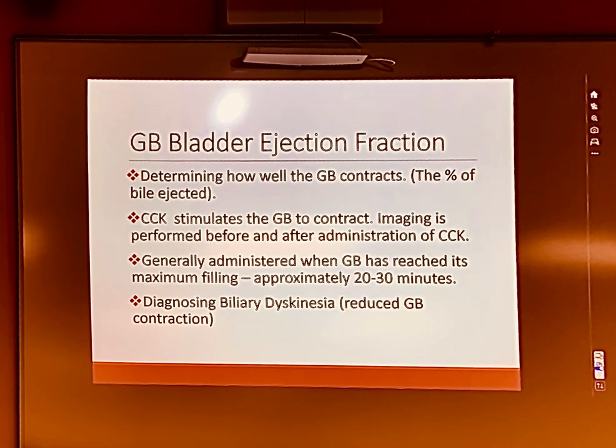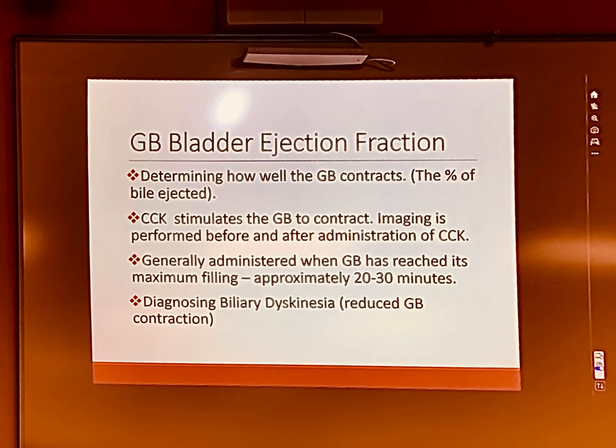So, when you have a patient who still has symptoms, who has normal labs, and has a normal HIDA, that would say to me as a physician, I think she has biliary dyskinesia, which is a reduced gallbladder ejection fraction.